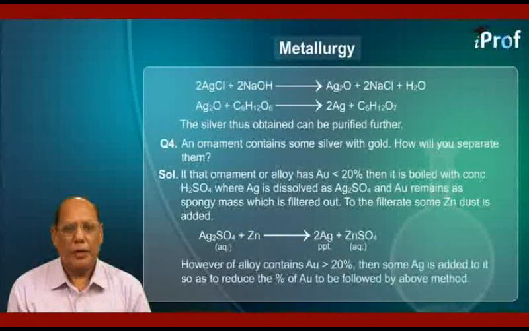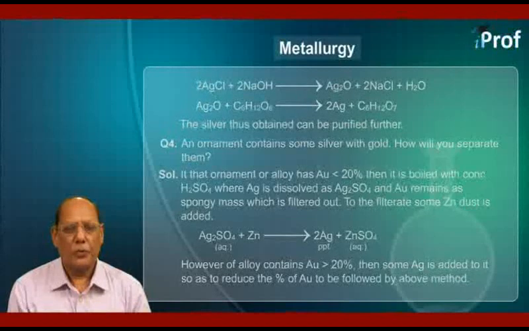However, if the alloy contains gold more than 20%, then some silver is added to it so as to reduce the percentage of gold, to be followed by the above method.